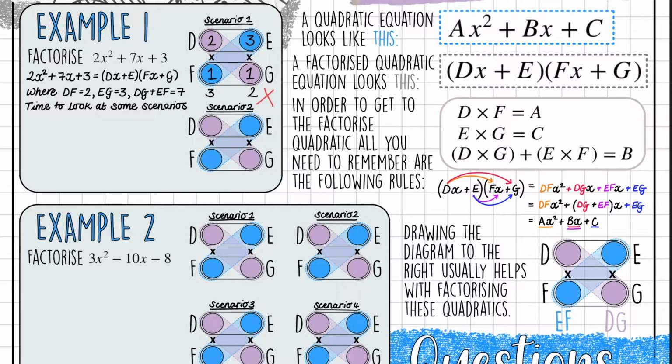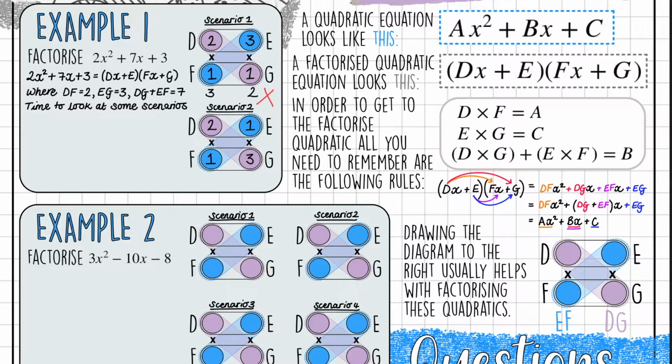Let's look at a second scenario. If d times f has to equal 2, then we could have the following. Notice this is the same as scenario 1. If e times g has to equal 3, then we could have this scenario. Notice how this is the opposite of scenario 1. That's our first two rules satisfied.